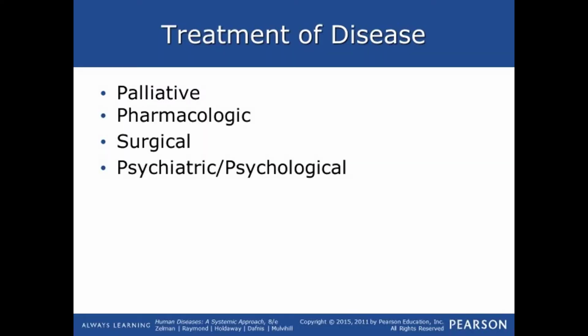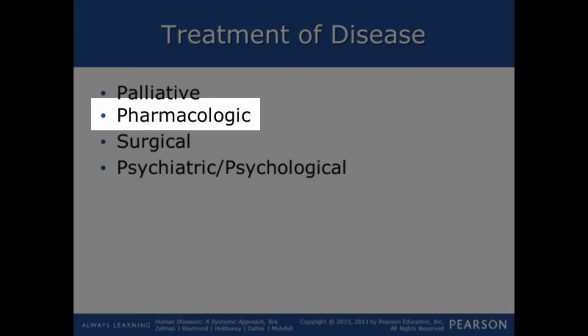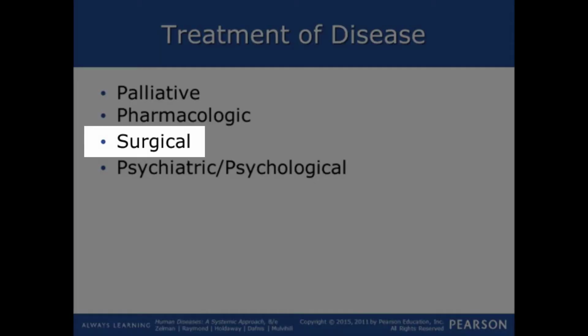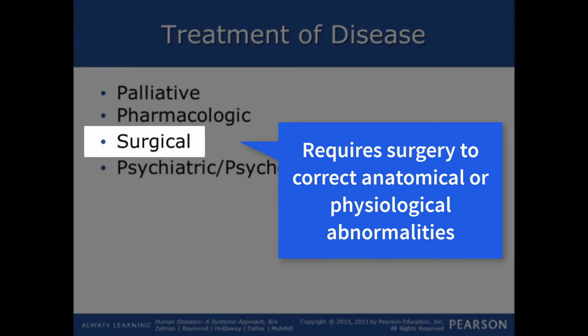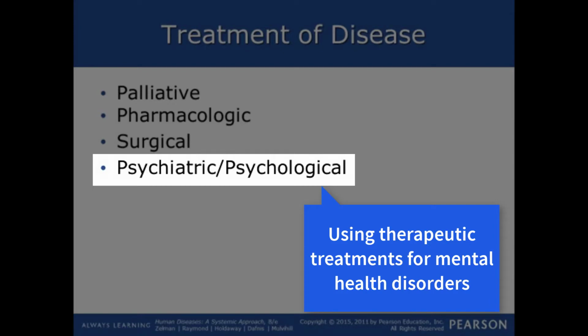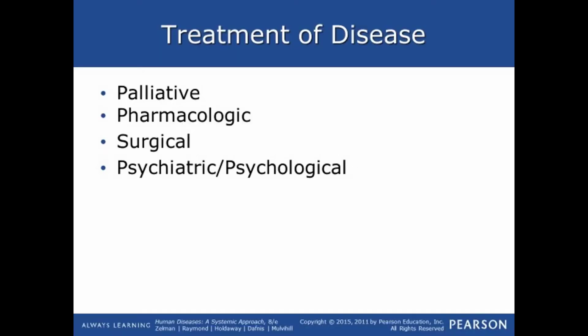That's just palliative care. Pharmacologic treatment of disease is just medical care that uses drugs to either cure or relieve signs and symptoms. That's referred to as pharmacologic care. Surgical care requires surgery to correct or remove abnormalities, physiological or anatomical abnormalities. And then psychiatric or psychological, this is using therapeutic treatments for mental health disorders. So those are the 4 main categories, and some cases require a combination of treatments. So you may use surgical and pharmacologic interventions to treat disease. A lot of them combine surgical and pharmacologic treatments.